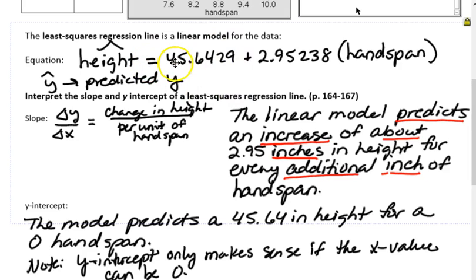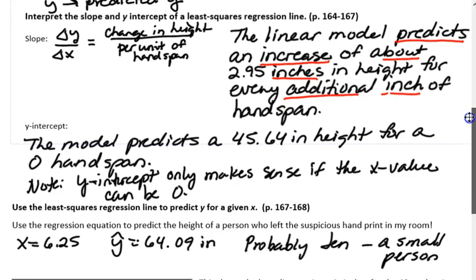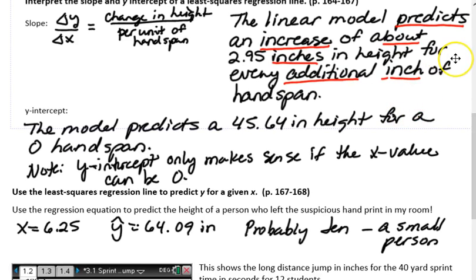There's a y-intercept involved. So it's saying as hand span increases by 1, height increases by about 2.95. So we have to say it that way. We also have to say predicts because we have to say this is an estimation, this is not exact. So we have to use these words to indicate that this is an estimation, a prediction. For the Y-intercept, the model predicts a 45.64 inch height for a 0 handspan.